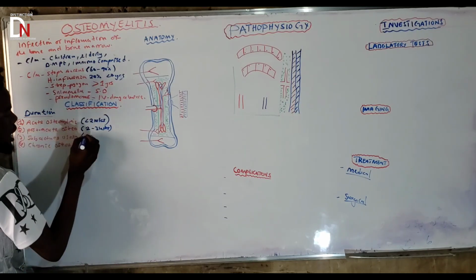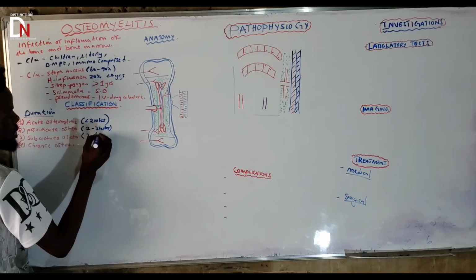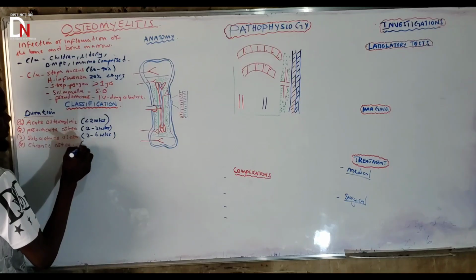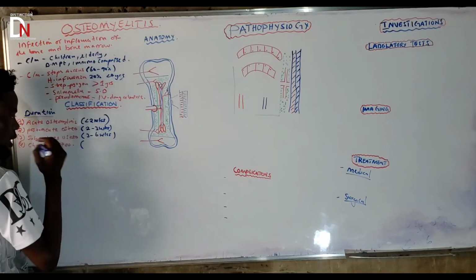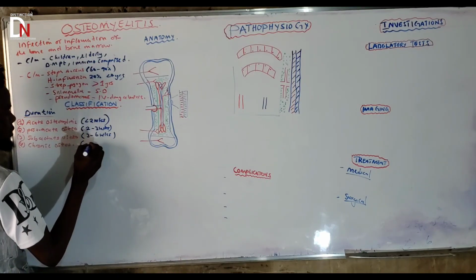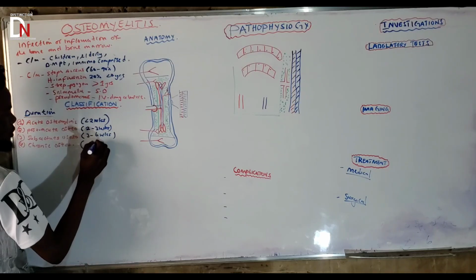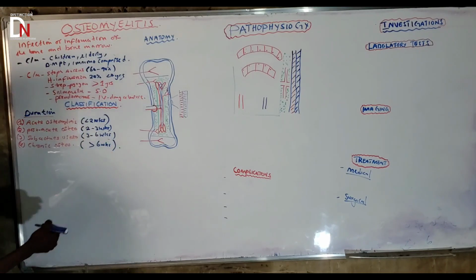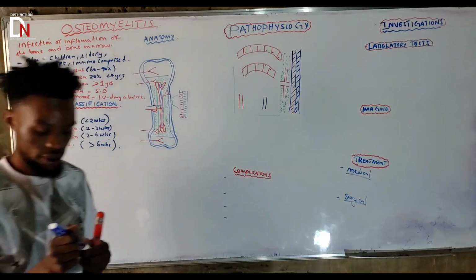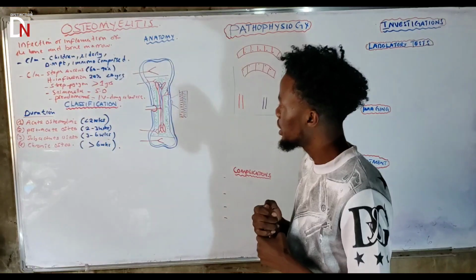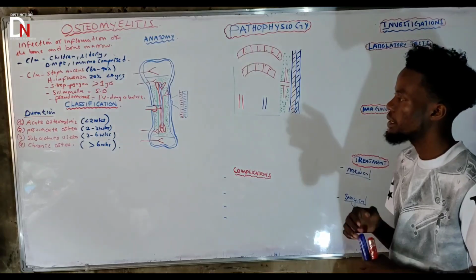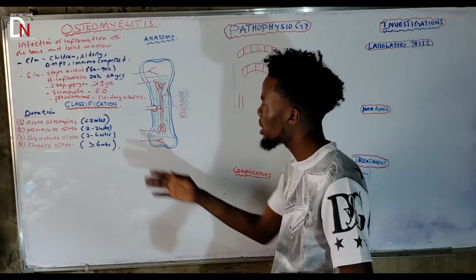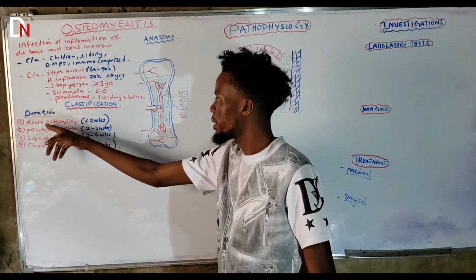Then what about subacute? Subacute is between 3 to 6 weeks. Now chronic cases should be greater than 6 weeks. Okay, greater than 6 weeks, that is chronic osteomyelitis. Very important point.